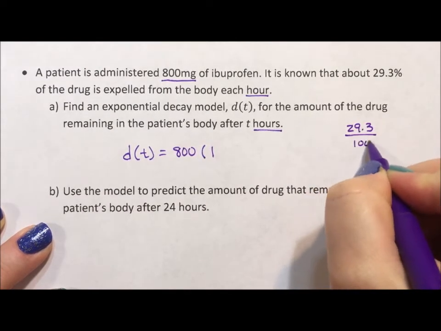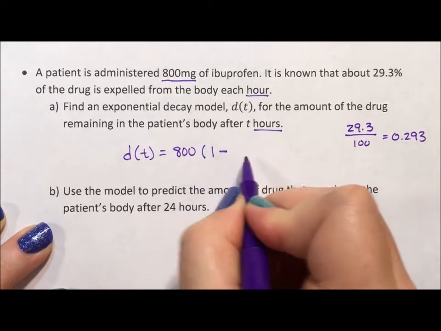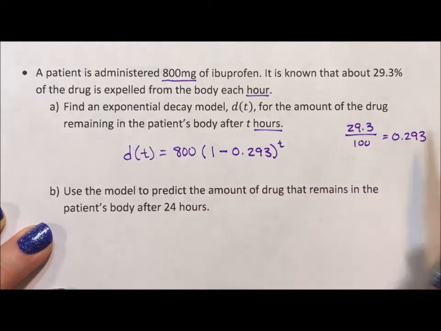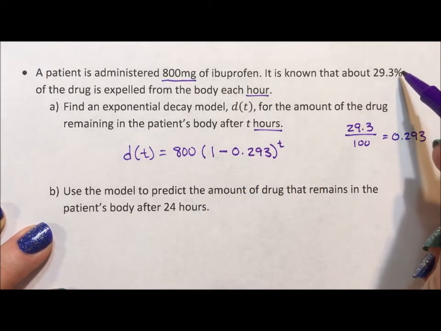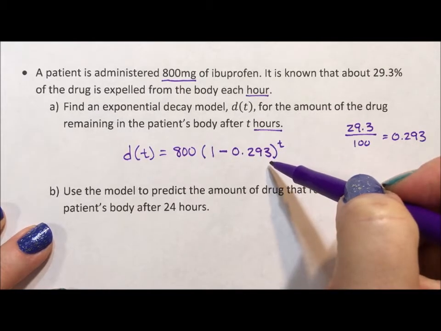29.3 per 100 is equal to 0.293. So we're decaying 0.293 to the t. We always have to take our percent per 100 and make it a decimal when we're putting it into the formula.